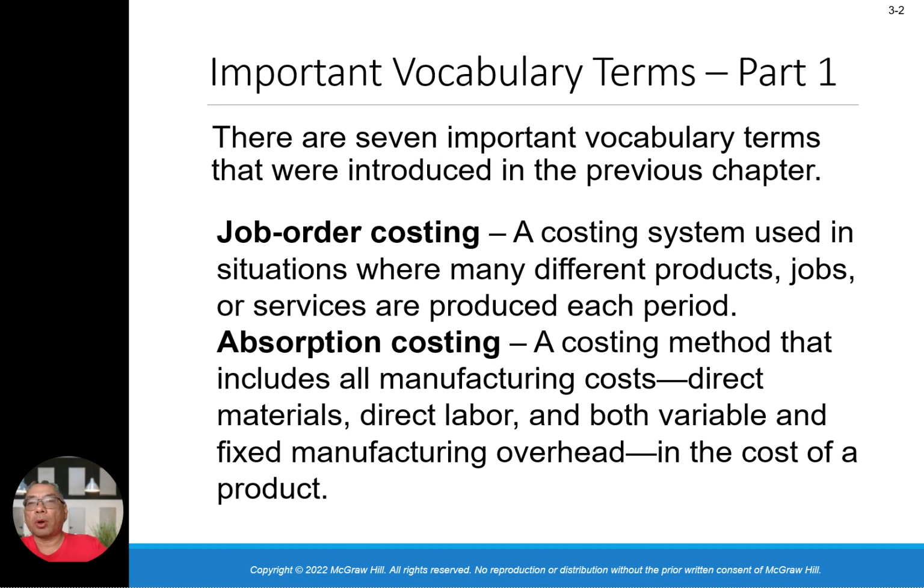Number one is job order costing, which is a costing system used in situations where many different products, jobs, or services are produced in each period. Okay. What is absorption costing? It is a costing method that includes all manufacturing costs, direct materials, direct labor, and both variable and fixed manufacturing overhead in the cost of a product.